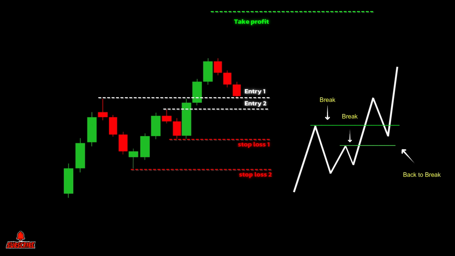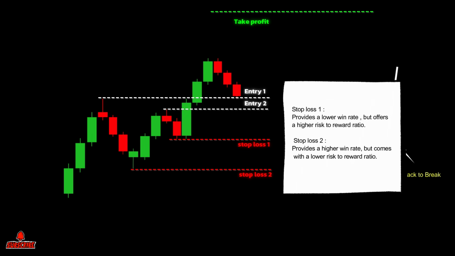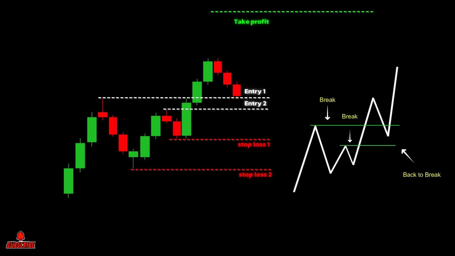The entry and exit scenario in this strategy is defined as follows. After the market breaks a level, when it returns back to the breakout zone, we start looking for entry opportunities. This zone begins from the first breakout reaction and extends to the second breakout, and within this area, we can consider entering a trade. In terms of risk management, we have defined 2 different stop-loss models. Each of these stop-loss options comes with a different win rate and risk-to-reward ratio, and choosing between them completely depends on an individual's psychological tolerance, trading personality, and risk appetite. The best way to select the most suitable stop-loss is to backtest this strategy and evaluate which model aligns better with your mindset and trading style.